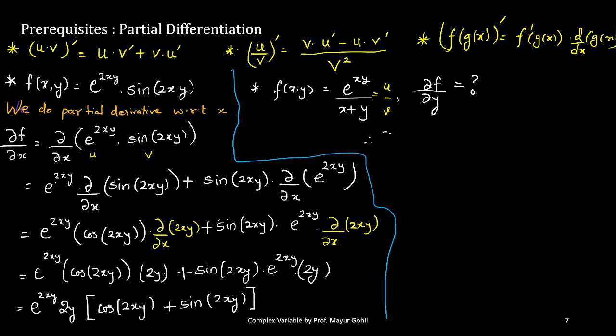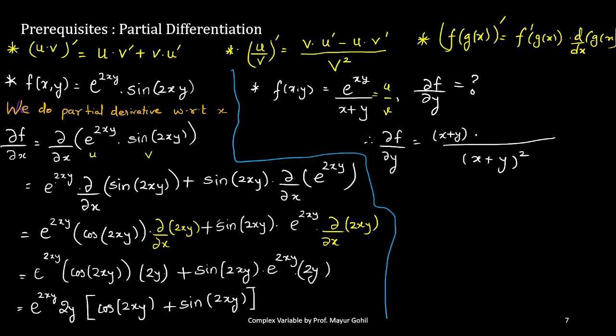So we have ∂f over ∂y, which is equal to, now we do the denominator square, that is what the rule says, v square. So v square is, v is x plus y, right? So x plus y the whole square. Now there is x plus y in the beginning. Why? Because v is there, v into u dash.